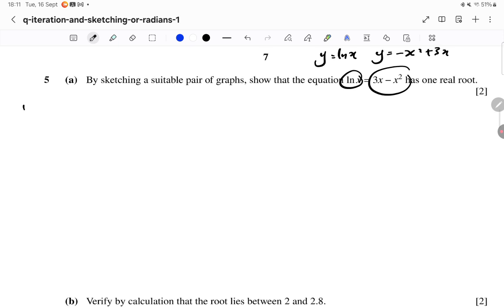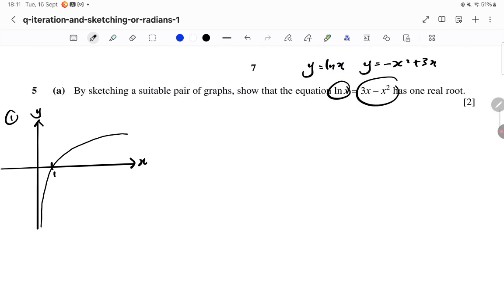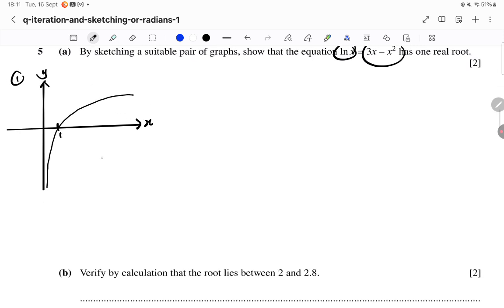Okay, so our first graph is ln x. From what I can remember, ln x intersects the x-axis at 1. So the graph is roughly going to be something like this, very quickly. And this is a little bit of a tricky one here, where we get 3x - x^2. So how are we going to do that?